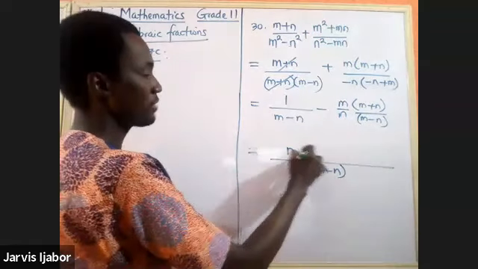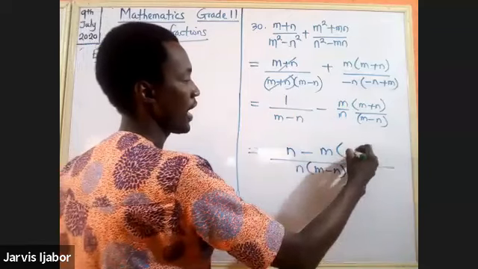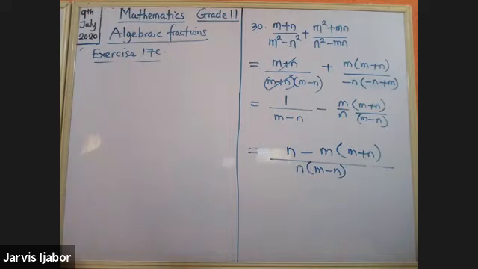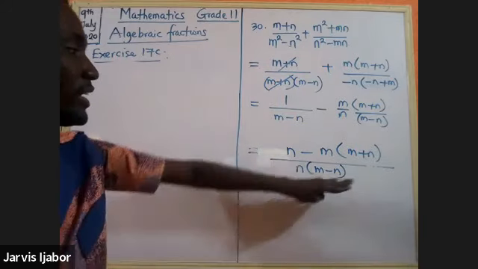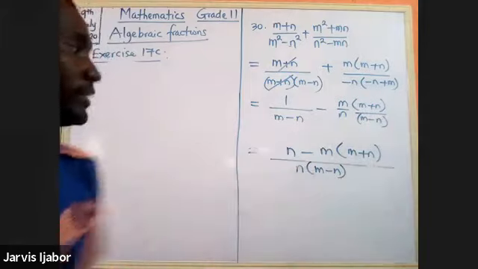This will give me n minus n into what? M plus n. I see that. So this is the correct thing you should have. This will divide this, you have n. This will divide this, and you have what? M into n plus n.